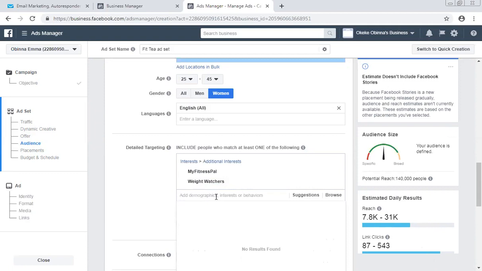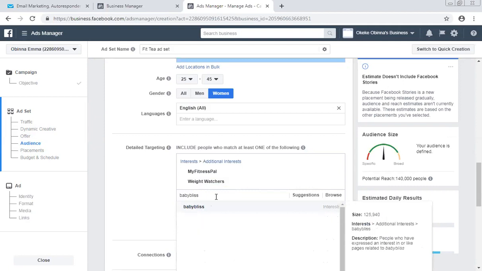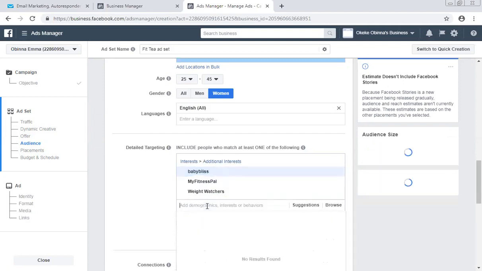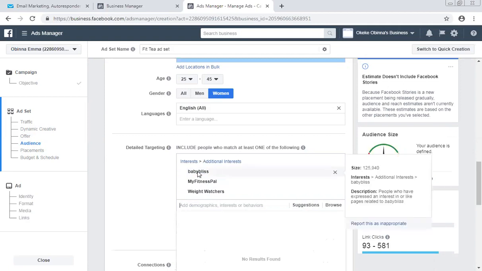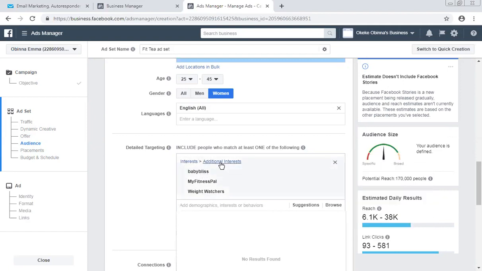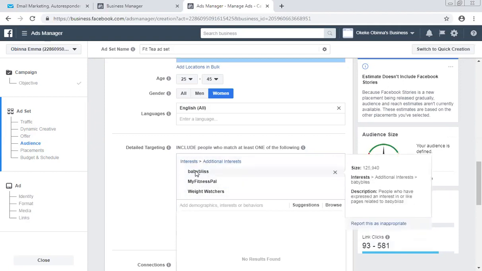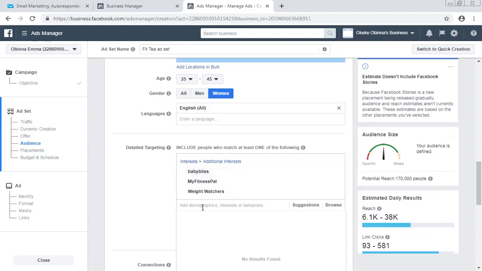So we have another page, Baby Bliss. You can see Baby Bliss is here. Remember, we are targeting women, and women interested in Baby Bliss could be mothers, right? Some women, after putting the baby to bed, want to shed some fat. So they are out there looking for weight loss products. A woman that is pregnant or has been pregnant, there is every likelihood that she is looking for a weight loss product.